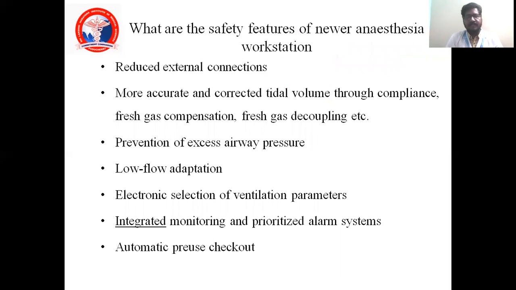And what are the safety features of the newer anesthesia machine? It reduces external connections, gives more accurate and corrected tidal volume through compliance and fresh gas compensation, and fresh gas decoupling, etc. Prevention of excessive airway pressure, low flow adaptation, electronic selection of ventilation parameters, integrated monitoring, a prioritized alarm system, automatic recheck checkout. These are all the various safety features of the newer anesthesia workstation as compared to the older Boyle's machine.